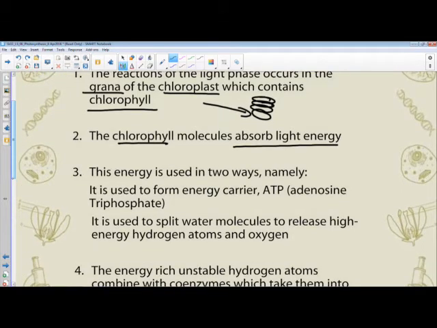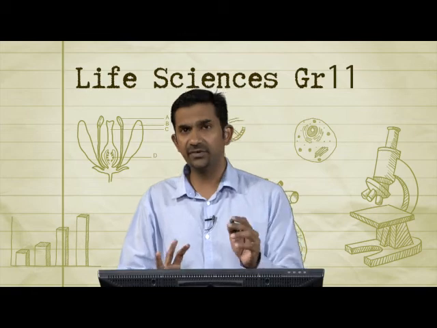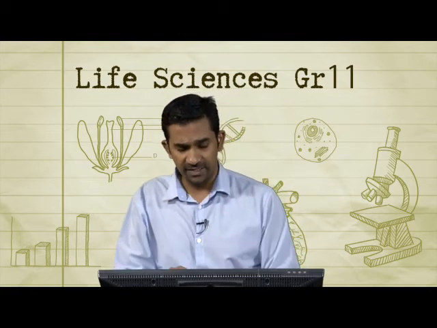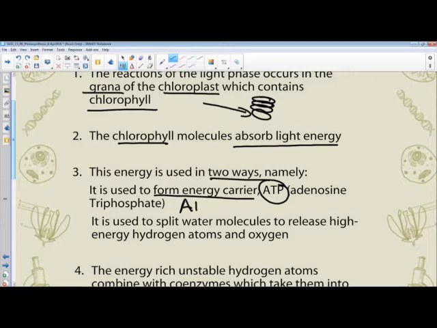The energy from the light is used in two ways. Namely, it is used to form energy carrier molecules called ATP. And ATP stands for adenosine triphosphate. So tri meaning three, and essentially it's a combination of ADP plus another phosphate molecule giving you ATP. So this stage is responsible for the production of adenosine triphosphate, and essentially it's a phosphate molecule that is added to adenosine diphosphate.